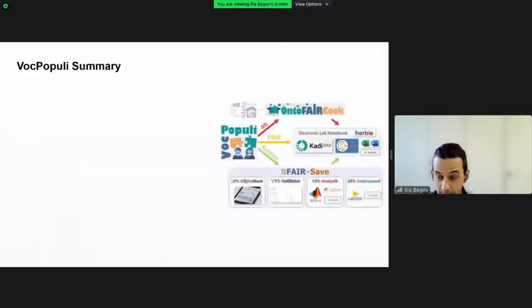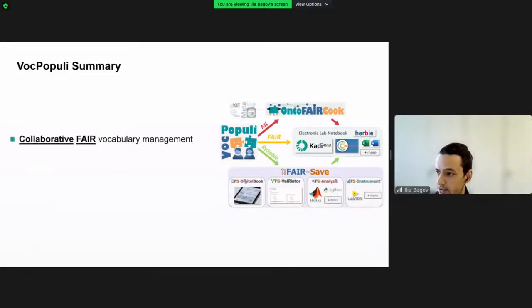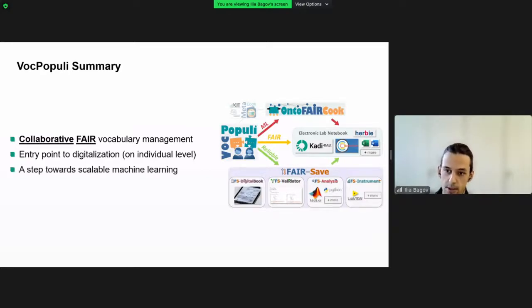Just as a final point, a summary to my talk today, and mostly to Voc Populi. Voc Populi, as I said in the beginning, is a tool for collaborative vocabulary management and development, not only of vocabularies, but of FAIR vocabularies. It serves as the entry point to digitalization, meaning that it can serve as the entry point for laboratories who want to digitalize their data with the help of electronic lab notebooks, for example. And it is also a step towards scalable machine learning.